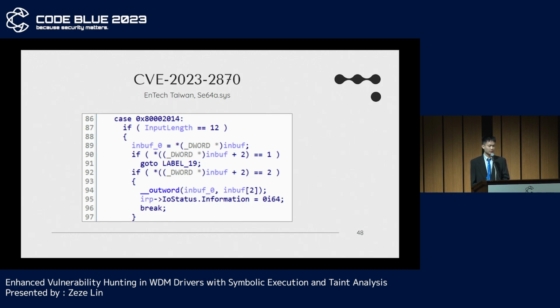Take a CVE in the SE64 driver from Intech Taiwan, hunted by IOCT-lens, for example. In the specified IO control code, the program calls out with both parameters, port and data, controllable. So an attacker can exploit the vulnerability to cause denial of service.